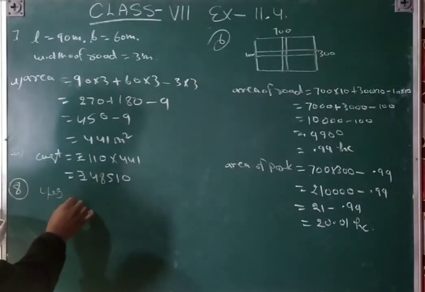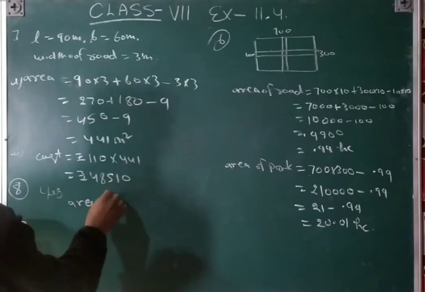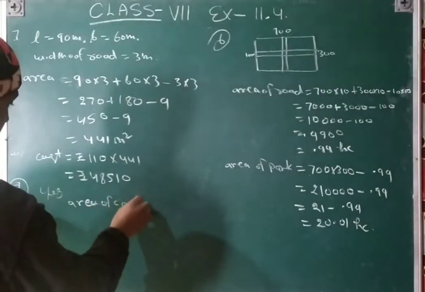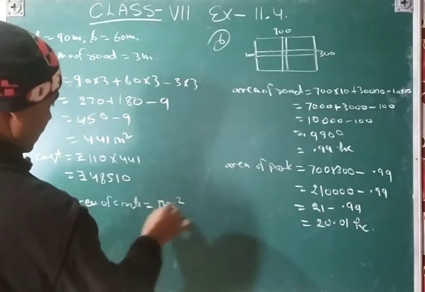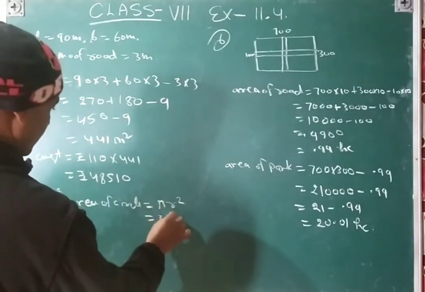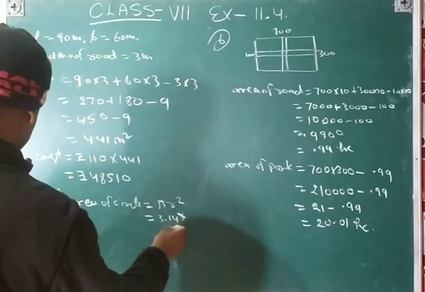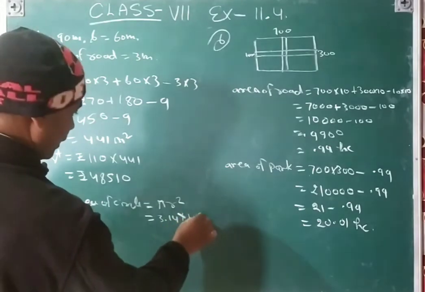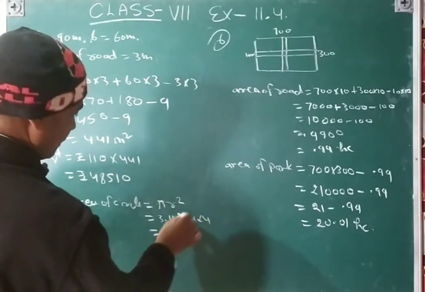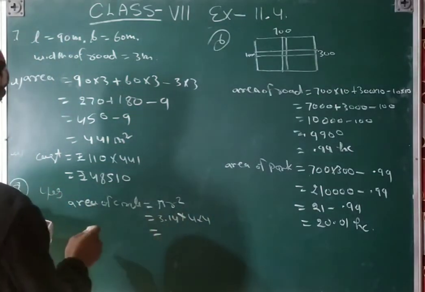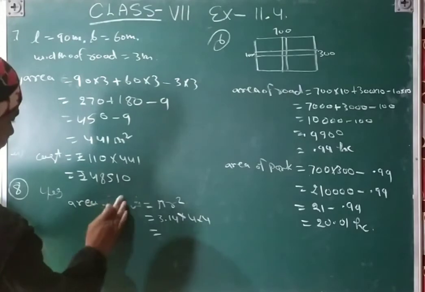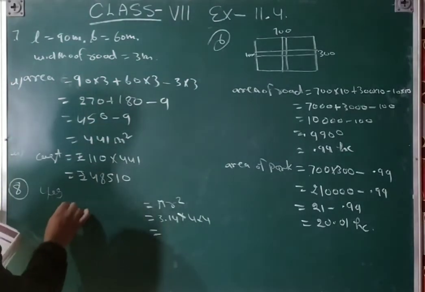So area of circle is equal to pi r square. Pi r square, that is 3.14 into the radius 4, 4 into 4. Then the left area we can write here directly.